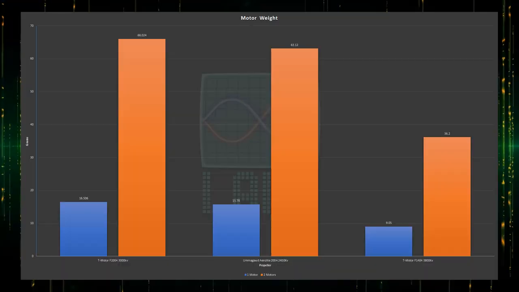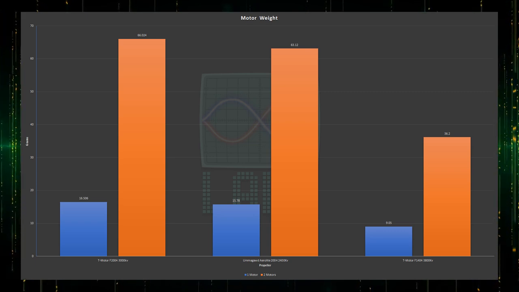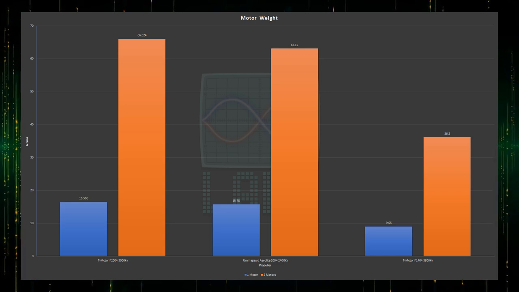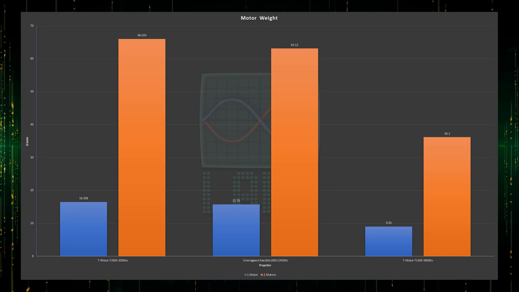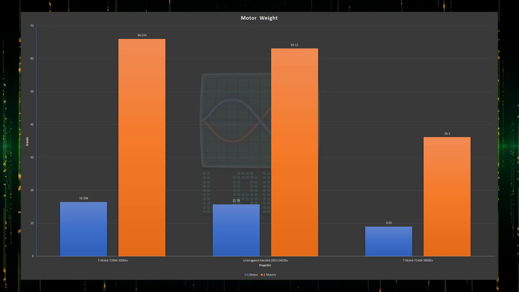For the motors, we have the large T-motor coming in at 16.5 grams each, where the Ummagawd is 0.726 grams lighter, or almost 3 grams for all 4 motors. Comparing to the 1404, the Ummagawd is 74.3% heavier, adding nearly 27 grams of motor weight.